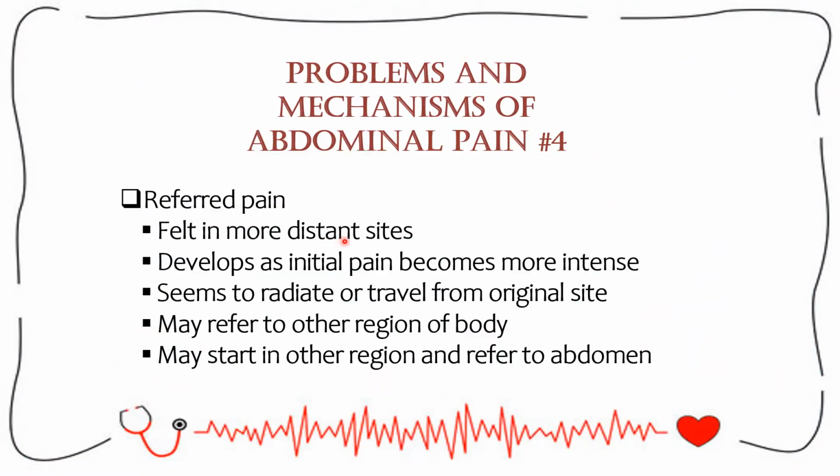Okay, so the third type of abdominal pain mechanism is referred pain, which is felt in more distant sites, which are innervated at approximately the same spinal level as the inflamed structures. Okay, it develops as initial pain that becomes more intense. It seems to radiate or travel from the original site. That's why we refer to other regions of the body. It may start in another region and refer to the abdomen.